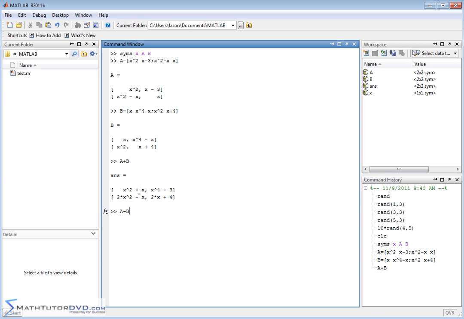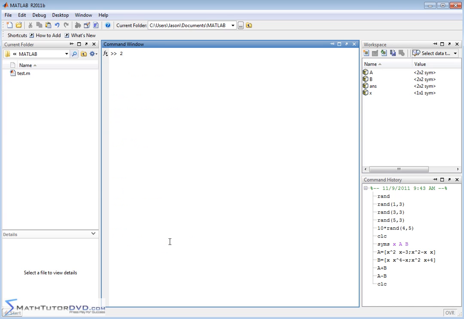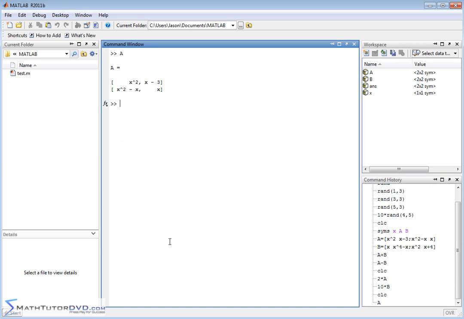I can subtract A minus B, and I'm going to take A and subtract x squared minus x for the first element, and then I'm going to have x minus 3 minus x squared, x to the 4th minus x, and I'm going to get this for that element there, going element by element and subtracting. I can take 2 and multiply it by matrix A. I can take 10 and multiply it by matrix B, and I'm going element by element just like you do if it were numbers, but it's treating everything exactly because these are symbols. So let me put matrix A and matrix B back up here. I can also multiply these matrices because they're both 2 by 2 matrices, A times B.